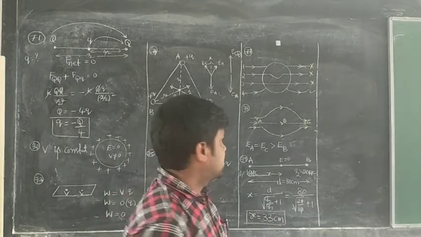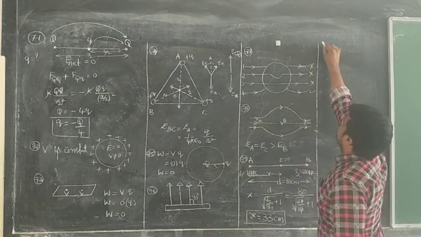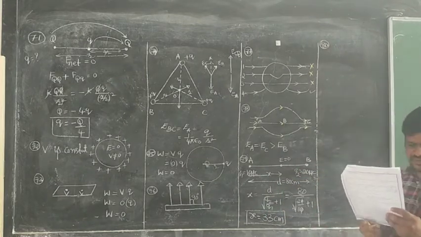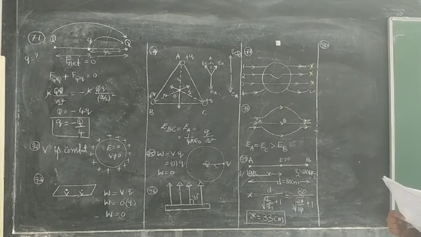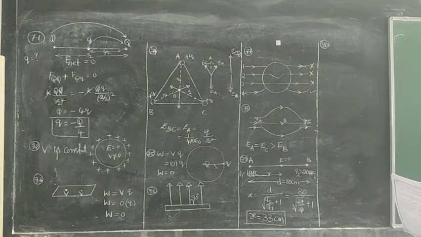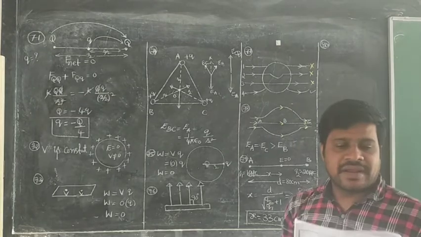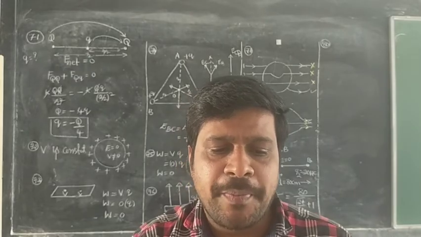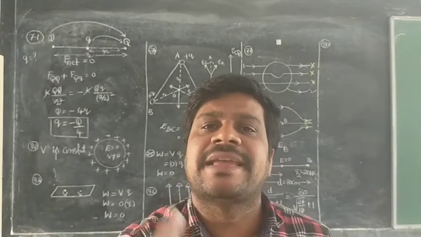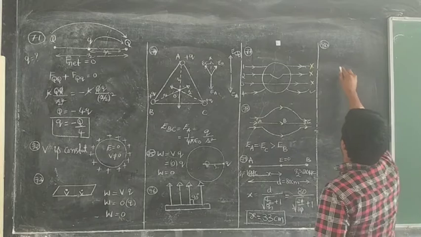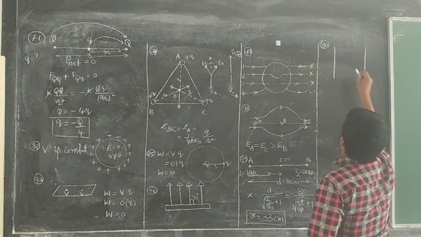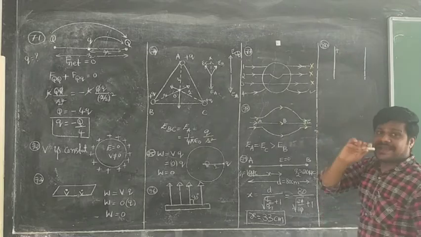Yes. See, I am going to explain the 80th problem. Right, the 80th problem. Look at it. Option C is the 80th problem. Electric field intensity at a point in between 2 parallel sheets with like charges. Now 2 parallel sheets means this is one parallel sheet and this is another parallel sheet with like charges.